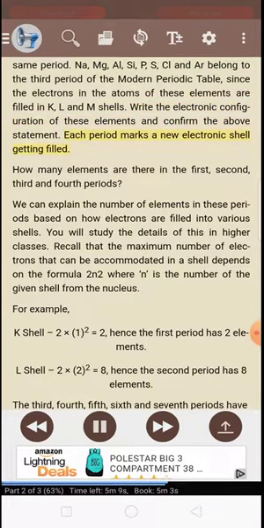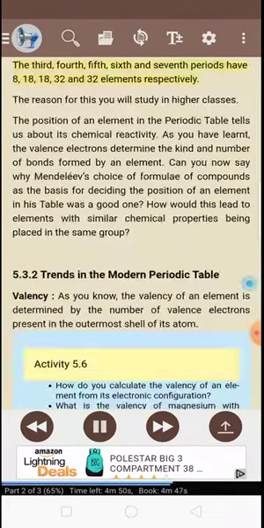Each period marks a new electronic shell getting filled. How many elements are there in the first, second, third, and fourth periods? We can explain the number of elements in these periods based on how electrons are filled into various shells. You will study the details of this in higher classes. Recall that the maximum number of electrons that can be accommodated in a shell depends on the formula 2n², where n is the number of the given shell from the nucleus. For example, K shell: 2 times 1² equals 2, hence the first period has 2 elements. L shell: 2 times 2² equals 8, hence the second period has 8 elements. The third, fourth, fifth, sixth, and seventh periods have 8, 18, 18, 32, and 32 elements respectively. The reason for this you will study in higher classes.